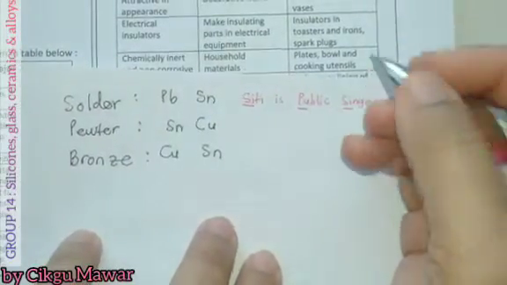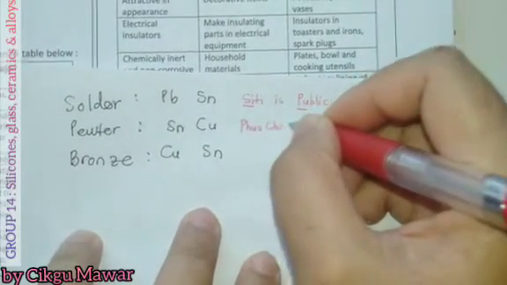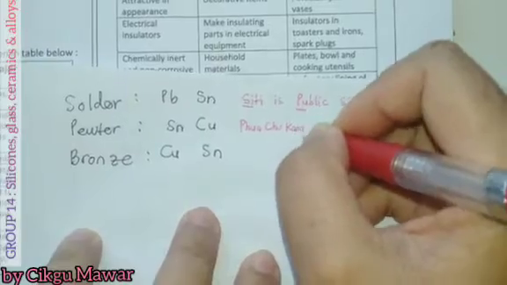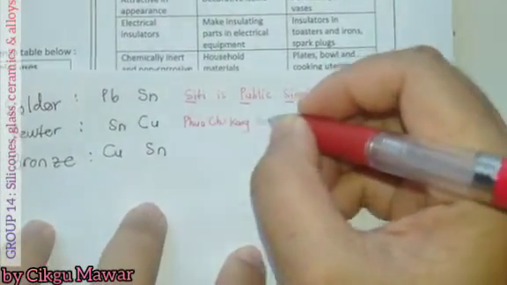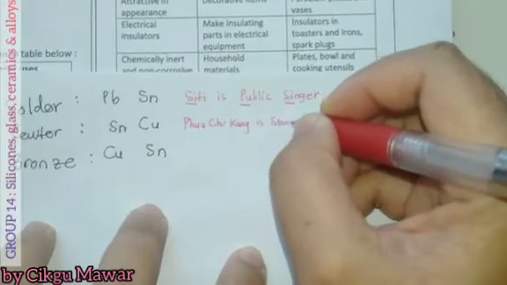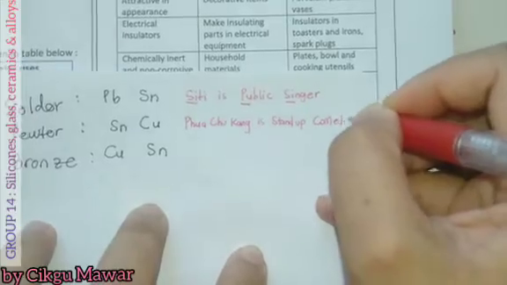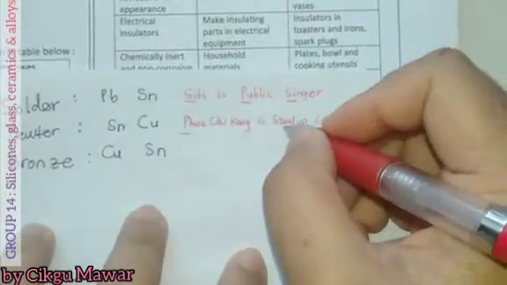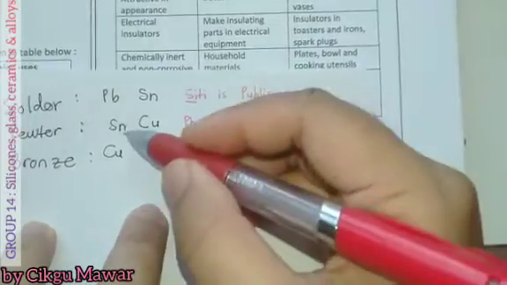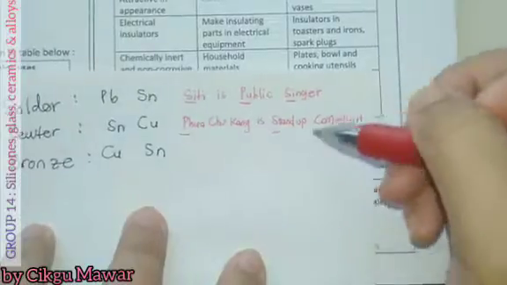And then the second one, pewter. For pewter, I use Pua Cukang, whom everyone knows. Pua Cukang is a stand up comedian. So P stands for pewter, S stands for tin, and comedian stands for copper. So this is how you memorize it.